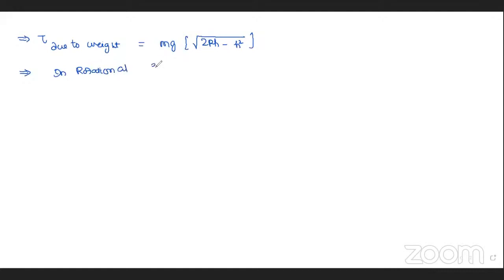In rotational equilibrium, I write torque due to weight is equal to torque due to force. The two torques must be equal. Net torque is 0. So simple, I'm going to substitute here mg into root of 2rh minus h square is equal to the other one, force into perpendicular distance.